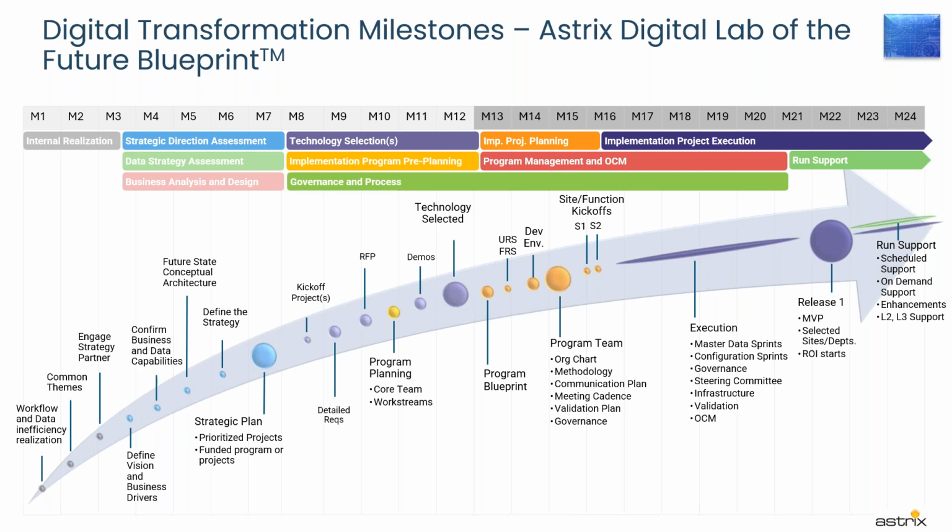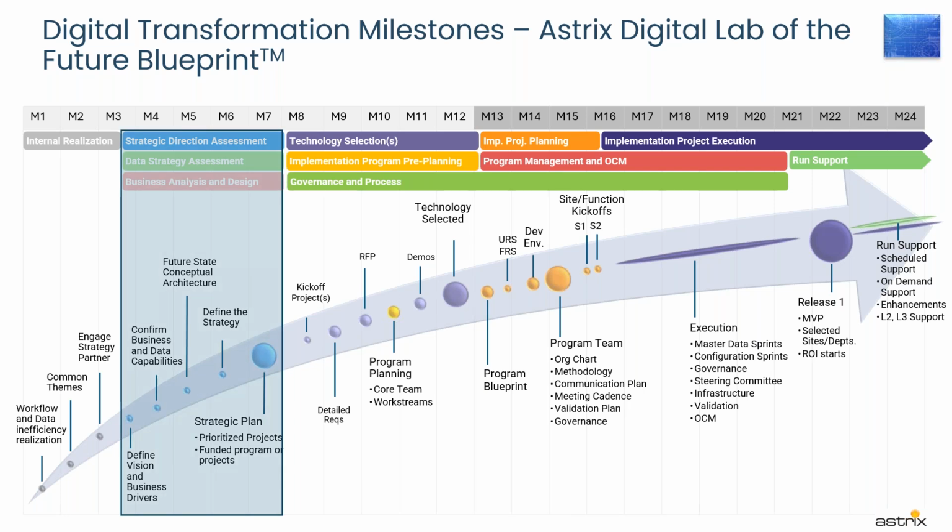So this is our digital lab of the future blueprint, with all the digital transformation milestones, starting from the internal realization through the strategy, technology selection, and implementation. Most of our customers engage us starting from the strategic direction assessment, where we need to evaluate where we want to go, what your current situation is, and what your future state is. I will go into a bit more detail on this at a later stage.